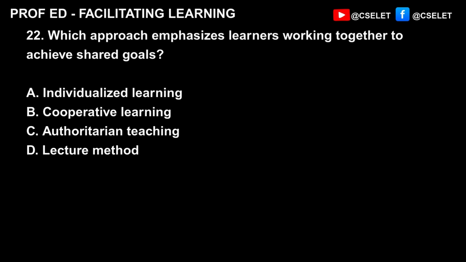Which approach emphasizes learners working together to achieve shared goals? A. Individualized learning, B. Cooperative learning, C. Authoritarian learning, D. Lecture method.